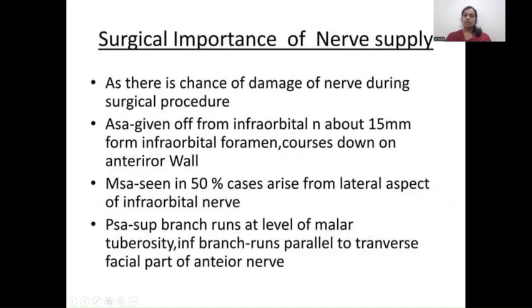Coming to the surgical importance of nerve supply, there is a chance of nerve damage during surgical procedures. The ASA, anterior superior alveolar nerve, gives off from the infraorbital nerve about 15 mm from the infraorbital foramen and goes down on the anterior wall. The MSA is seen in 15% of cases and arises from the lateral aspect of the infraorbital nerve. The PSA, the posterior superior alveolar nerve: the superior branch runs at the level of the malar tuberosity, and the inferior branch runs parallel to the transverse facial part of the anterior nerve.